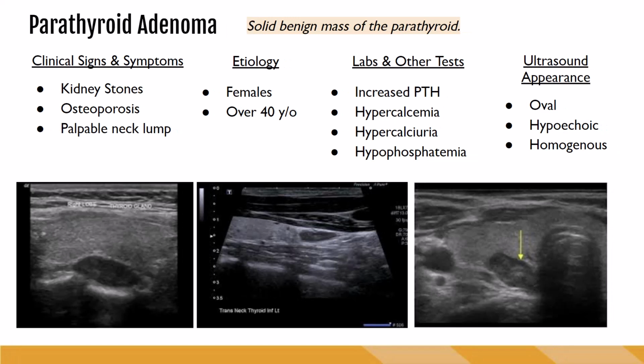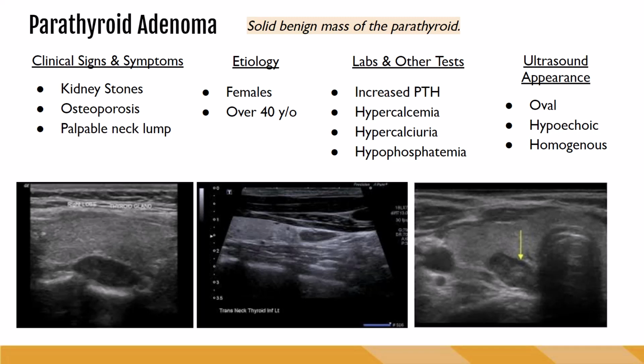So if that parathyroid adenoma is producing too much PTH, then the patient is going to have all those symptoms of primary hyperparathyroidism. So again, we see the kidney stones, the osteoporosis, all of the labs with the increased PTH, hypercalcemia, hypercalciuria, and hypophosphatemia. As that adenoma increases in size, it might become a palpable neck lump.